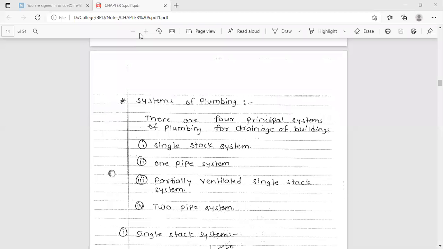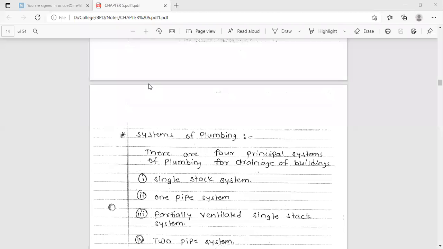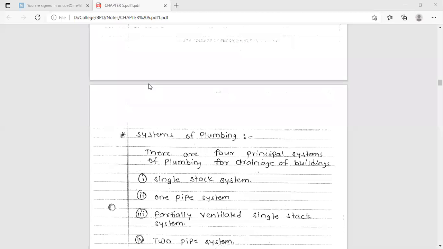Now we have discussed the classification of the traps. Okay, then after that, the next point is systems of plumbing.